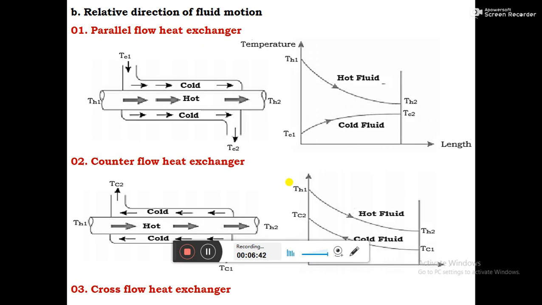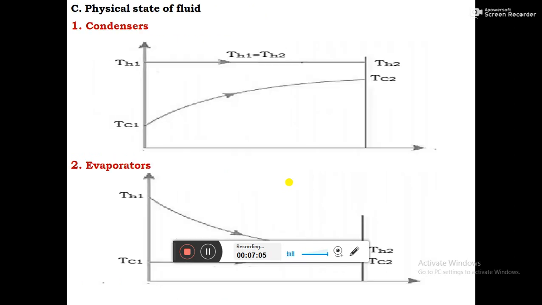The third one is the cross flow heat exchanger. A cross flow heat exchanger is one in which both the hot fluid and the cold fluid flow at right angles to each other. For example, if the hot fluid flows from top to bottom, then the cold fluid flows from left to right, at right angles to each other.